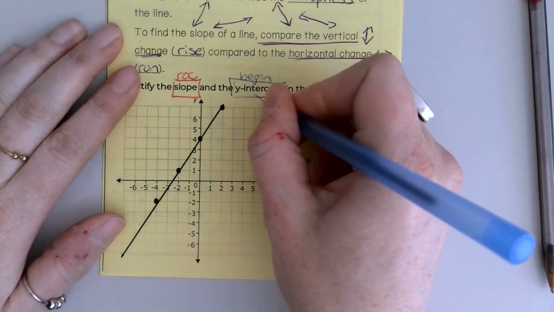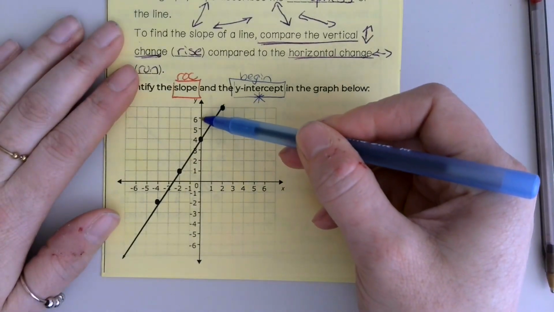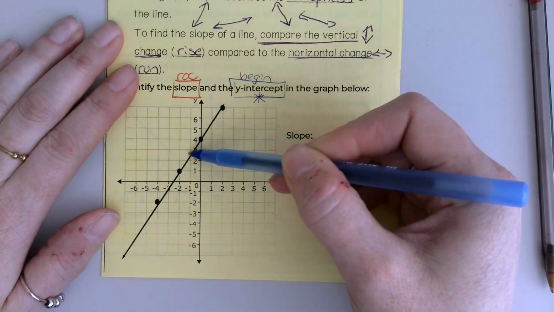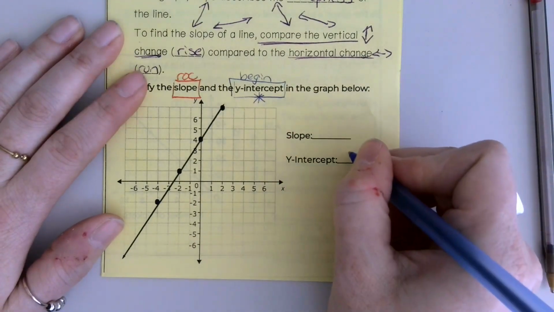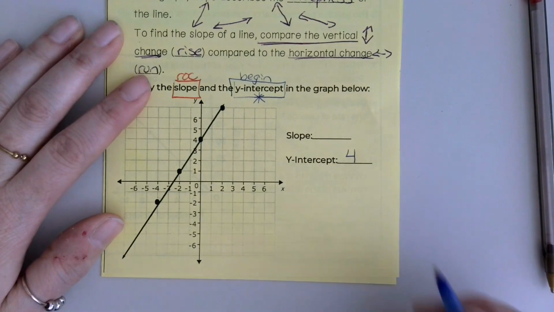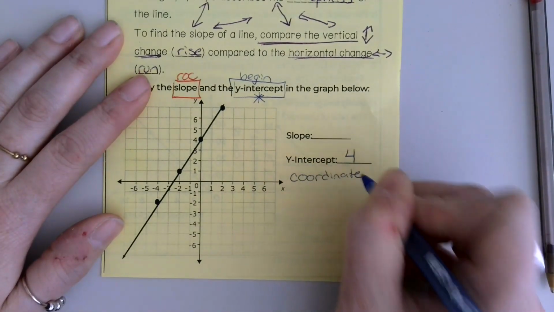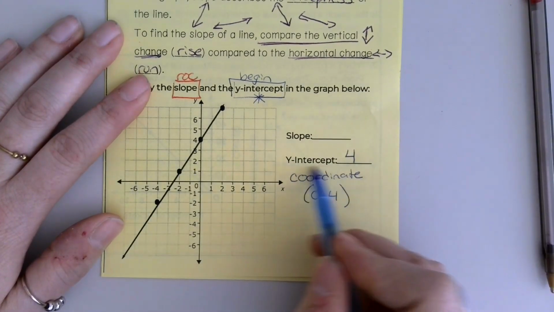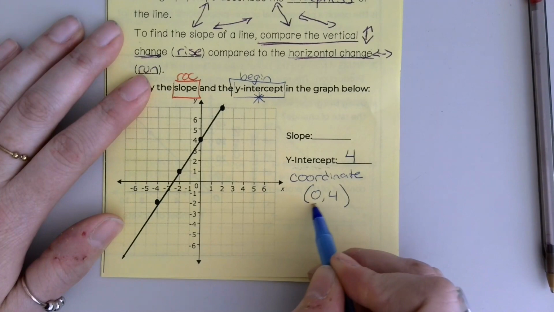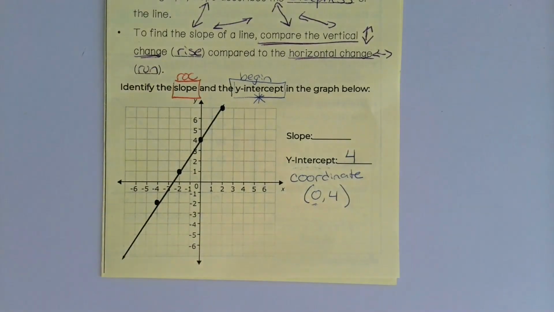The easiest thing to identify right off the bat is the y-intercept. We look at our y-axis and we find where our line crosses it. Our line crosses our y-axis at 4, so our y-intercept is 4. If we wanted to write it as a coordinate point, it would be (0, 4), because all y-intercepts have x equal to 0. Now, to find the slope is a little trickier.